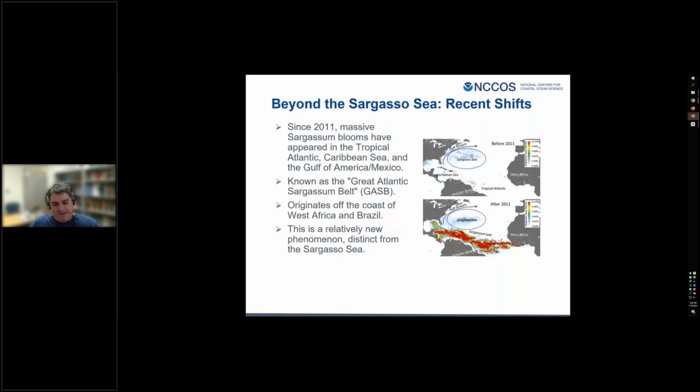However, in 2011, things seemed to change dramatically, and so this is a new phenomenon that's completely different from the Sargasso Sea. Since then, large blooms of Sargasso have appeared in the tropical Atlantic, the Caribbean Sea, and the Gulf. There's even been a new area now designated as a point of origin for Sargasso known as the Great Atlantic Sargassum Belt that can range from West Africa all the way to Brazil. Its densities rival those of the Sargasso Sea and have been leading to large mats that are impacting the greater Caribbean.